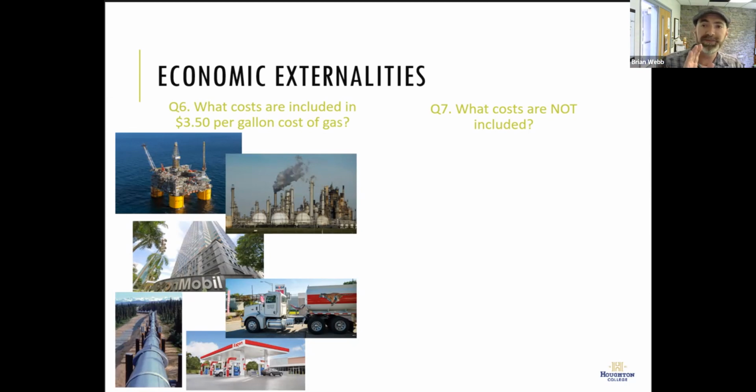The $3.50 per gallon of gas that you pay at the pump includes all of those costs. So all of those costs are included in that price. Next question, what costs are not included? What are the external costs?